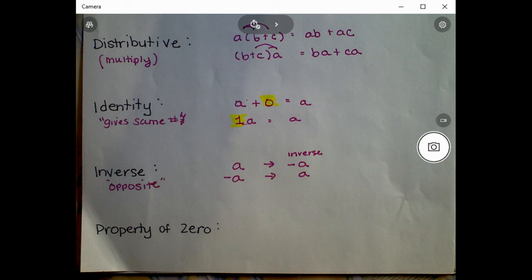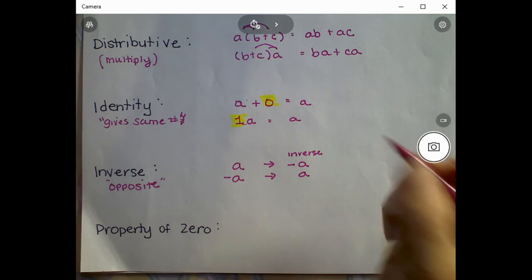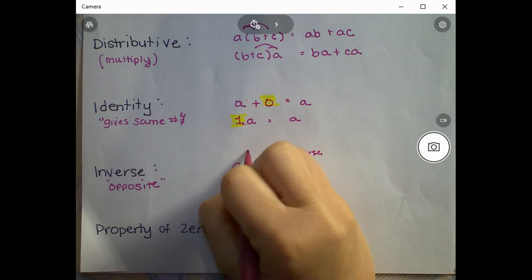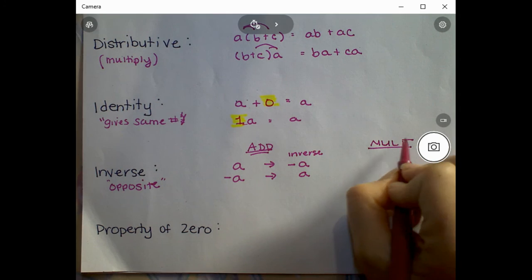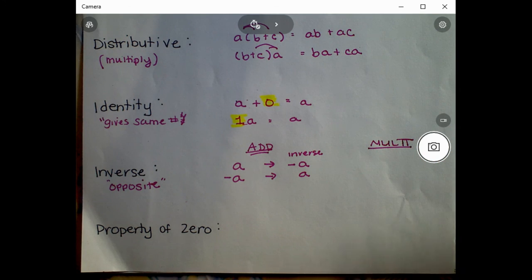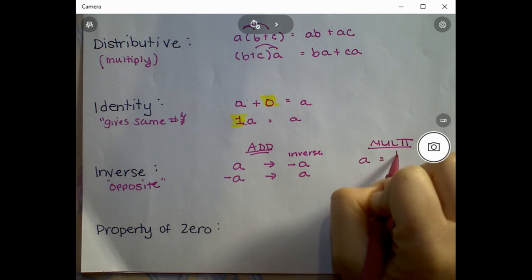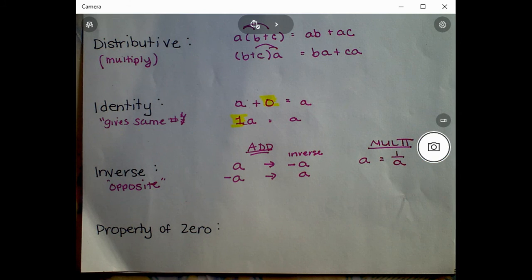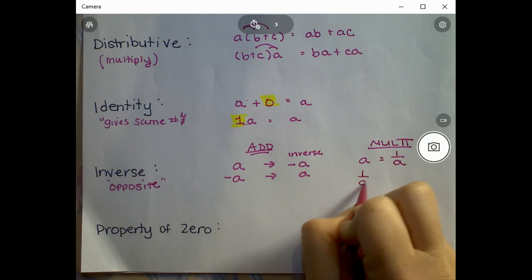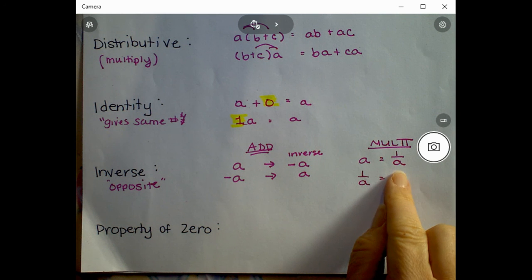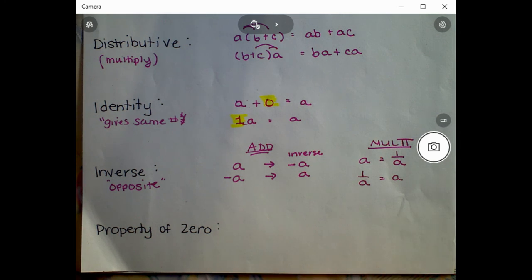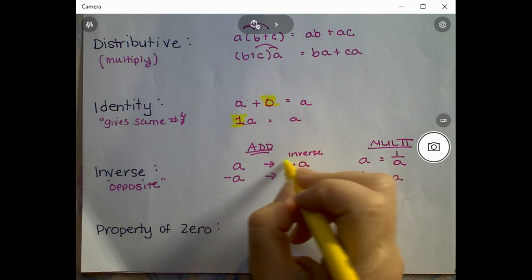For multiplying, though, it's the reciprocal. This is addition. For multiplication, if you had a, the inverse would be 1 over a. Or if you had 1 over a, the inverse would be a. Because if you multiplied those, a times 1 over a, you would get 1. So just to remember, the inverse is the opposite.